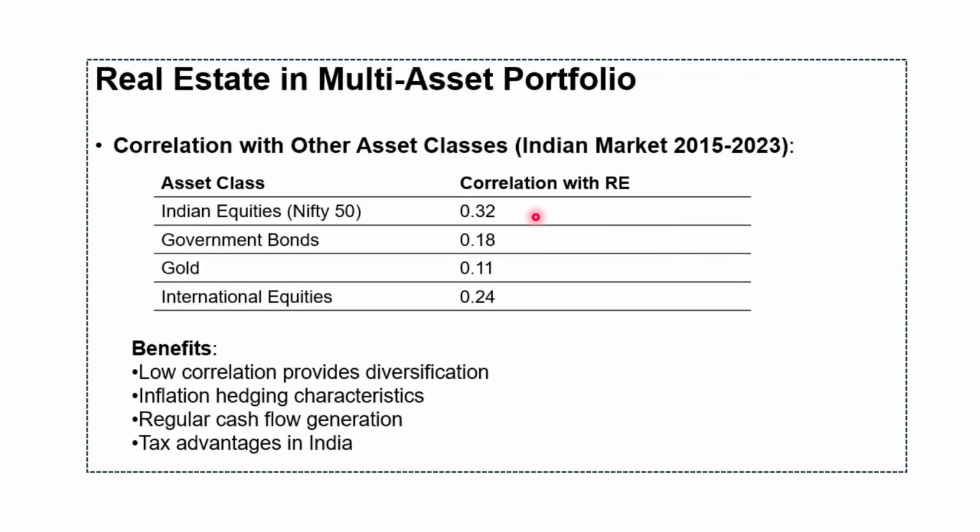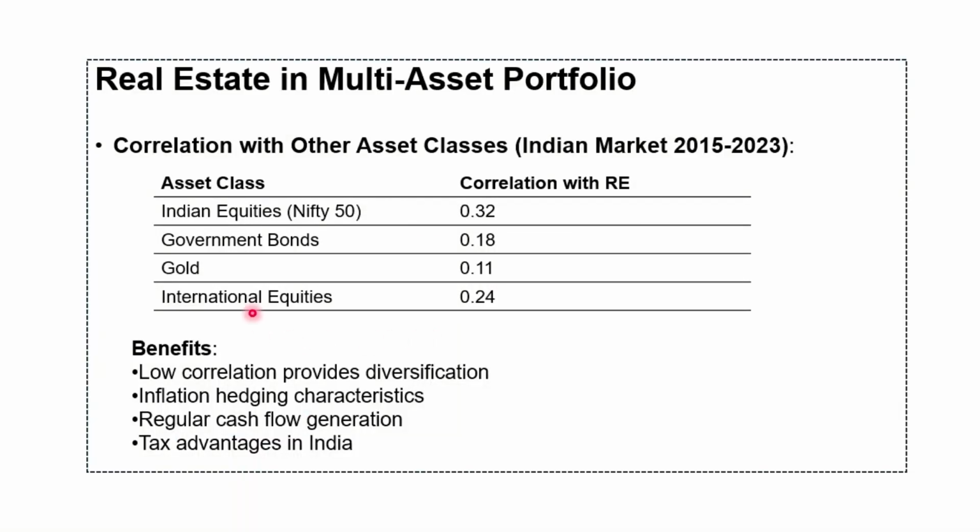Then real estate in a multi-asset portfolio. Up till now we have discussed that we can combine different types of properties or properties from different geographies, and we can approach different investment strategies. But there can be a portfolio of different types of investment vehicles also. So real estate can become part of different assets.